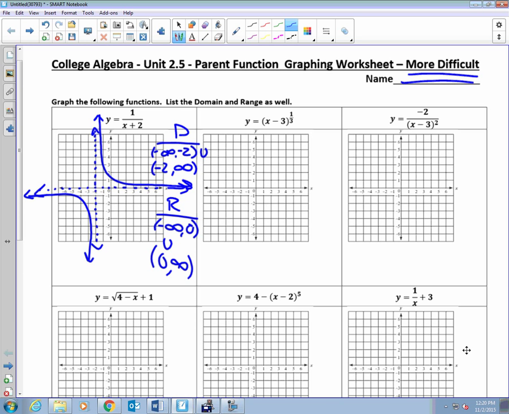All right, next one. What's the parent function? Y equals x to the 1/3 power, yep, or the cubed root of x, okay? So something like that. What does that graph look like? Yep, kind of like the snaky thing, right? Something like that. Great. So, -3, is that on the inside or outside? Inside, so is that horizontal or vertical? Horizontal, so it moves it to the right. How many units? 3.